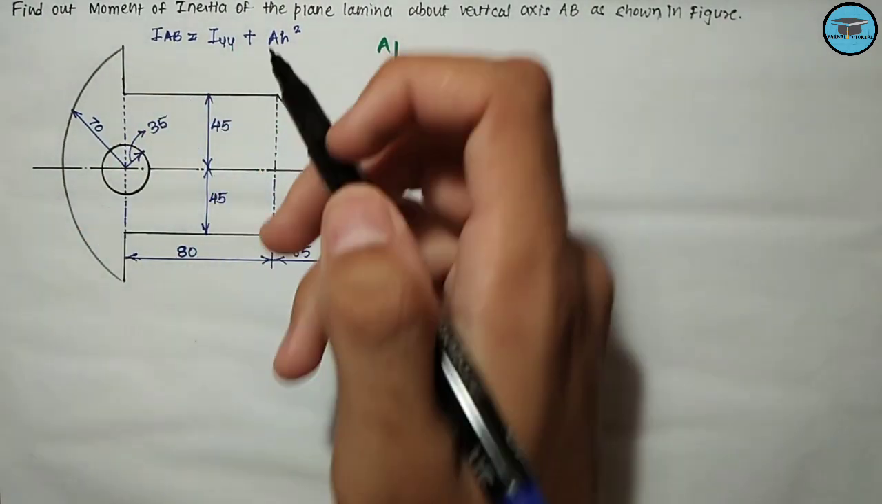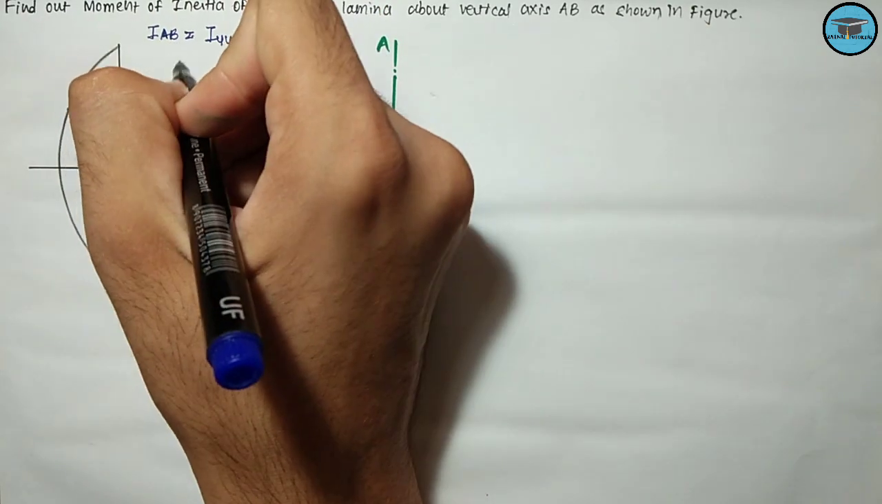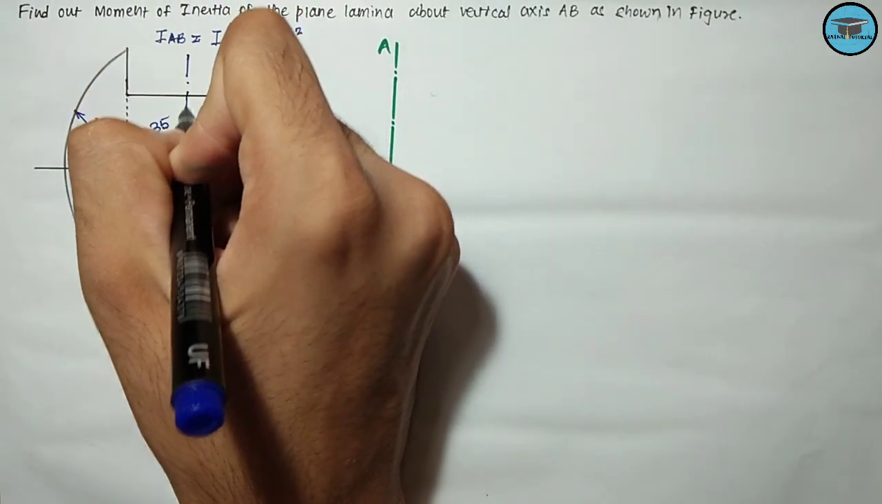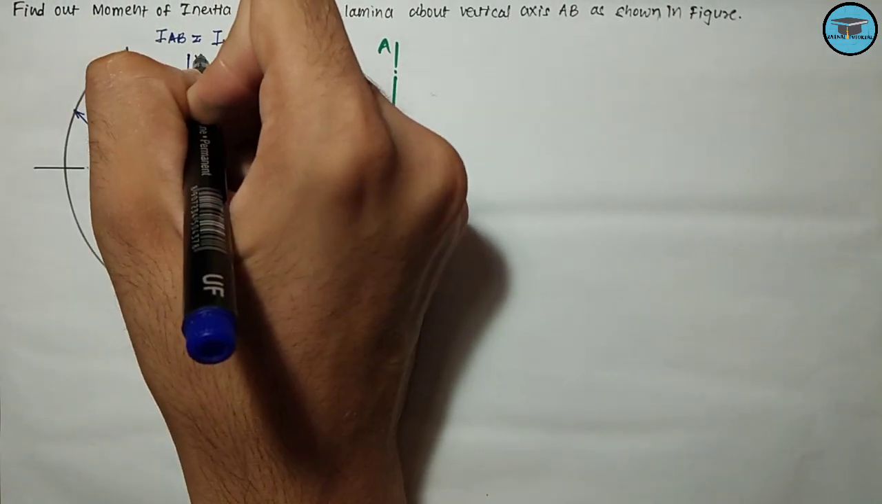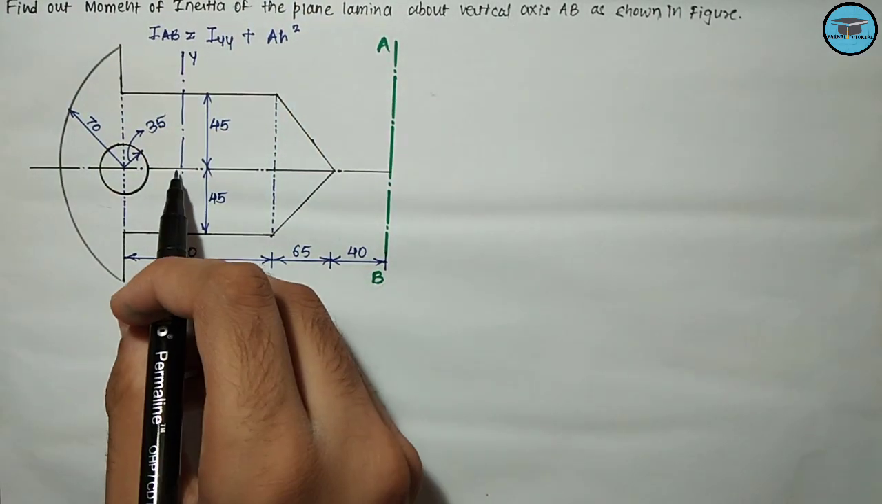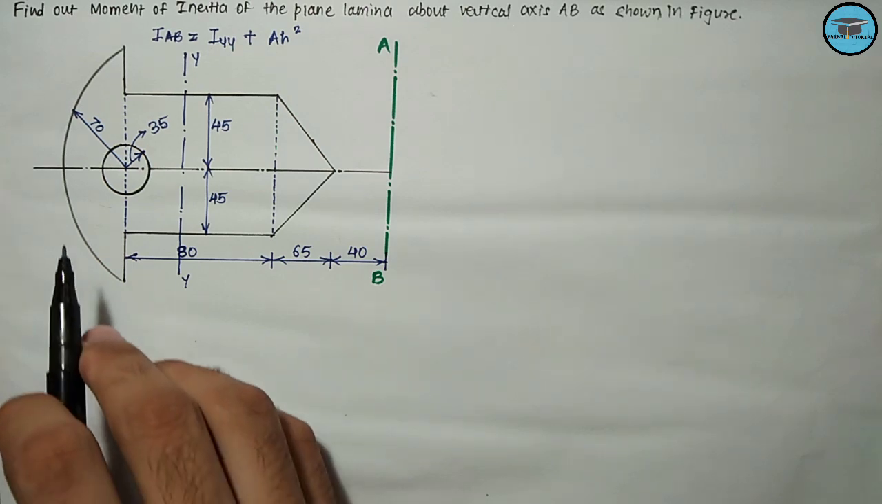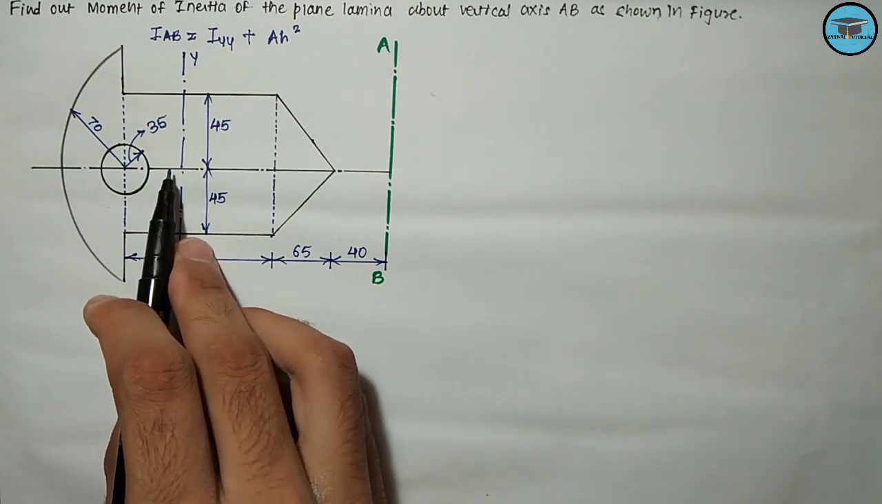So let us draw the axis parallel to the axis AB and name it axis YY. This is axis YY and it passes through the centroid. Now we need to locate the distance of this axis from the origin.